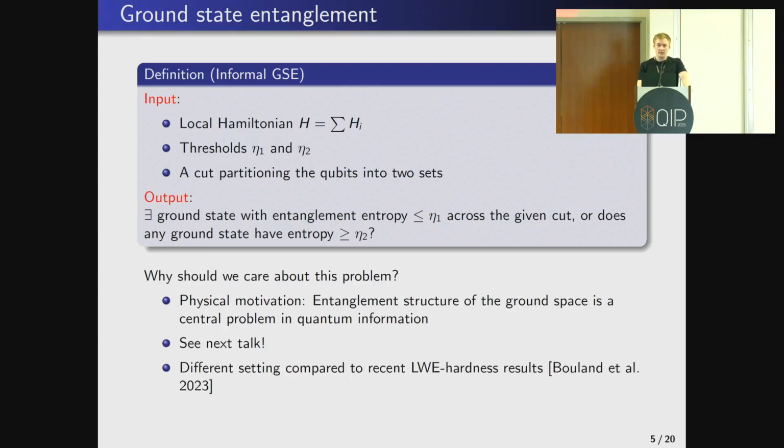Lastly, I want to stress that this is a different setting compared to the LWE hardness results some of you might know. Recently there were results where you get a distribution of Hamiltonians, and they show LWE hardness of checking the entanglement of the ground space. But for us, we are given a fixed Hamiltonian, and we are concerned with QCMA hardness, so it's just a very different setting.